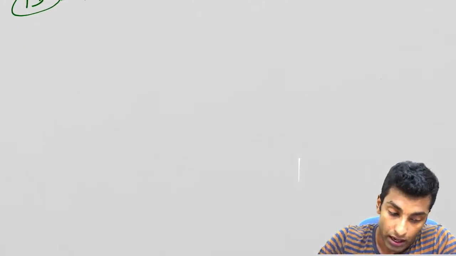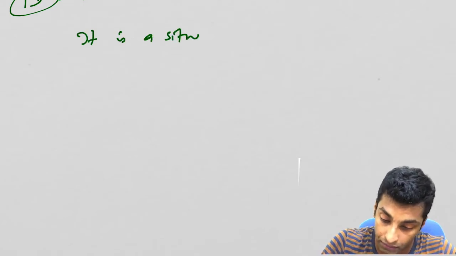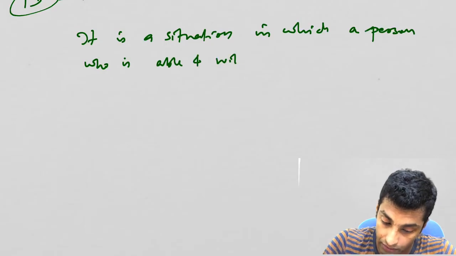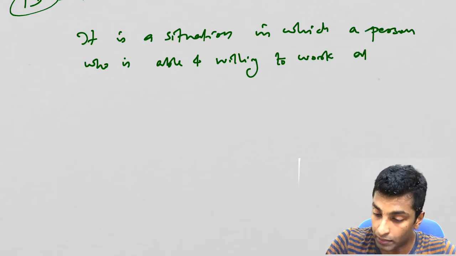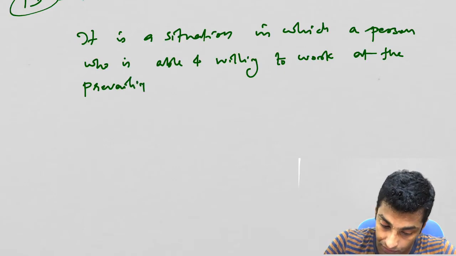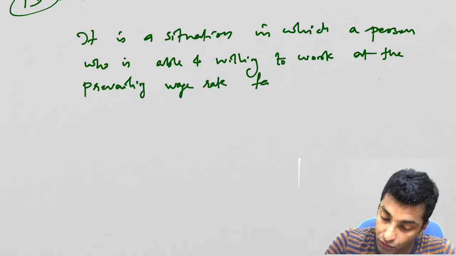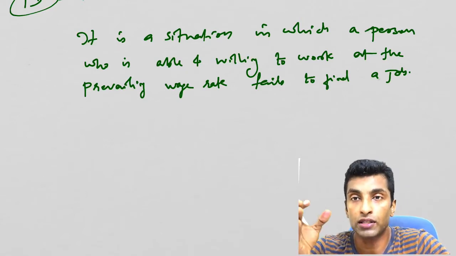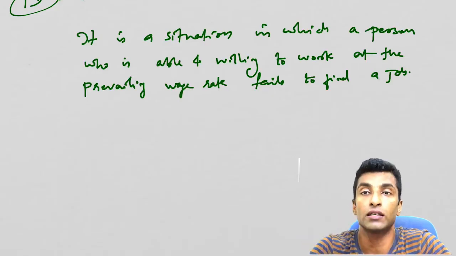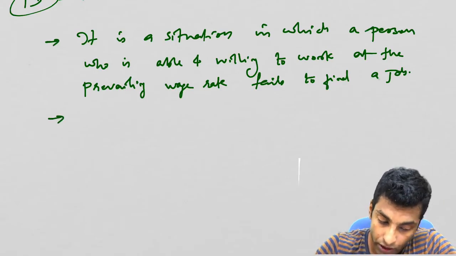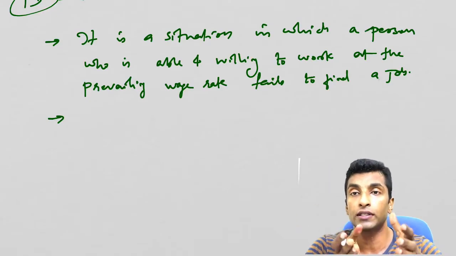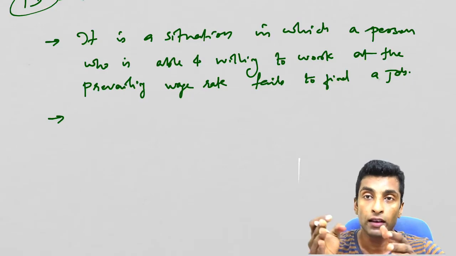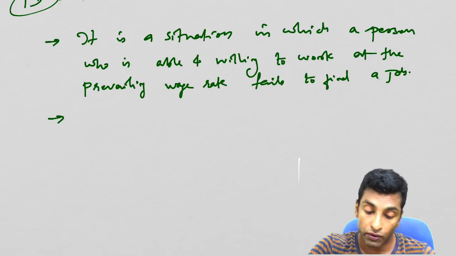So let me write down a brief definition of unemployment. It is a situation in which a person who is able and willing to work at the prevailing wage fails to find a job. So when we calculate the unemployment rate in terms of percentage, we will be calculating not on the basis of the whole population, but on the basis of labor force. When I'm saying 10% is unemployed or 5% is unemployed, what does that mean? It is 5% not of the population, but 5% of the labor force. It is expressed in terms of labor force.